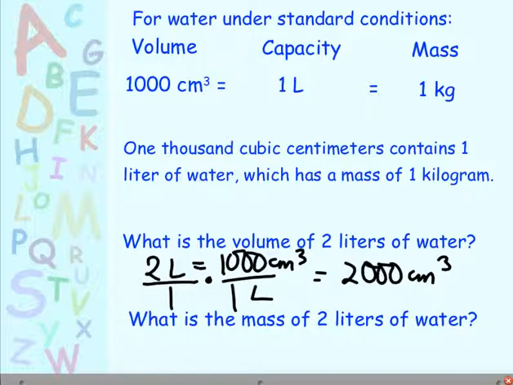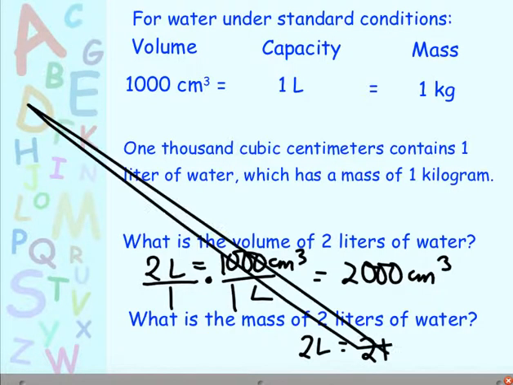What's the mass of 2 liters of water? Well, 1 liter is 1 kilogram, so 2 liters is 2 kilograms.